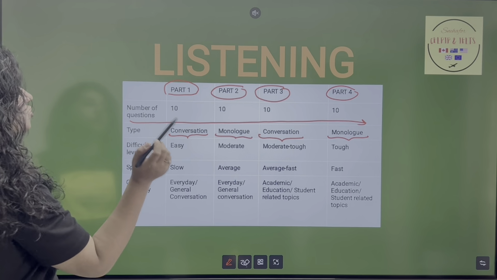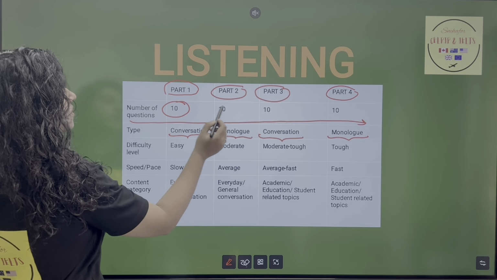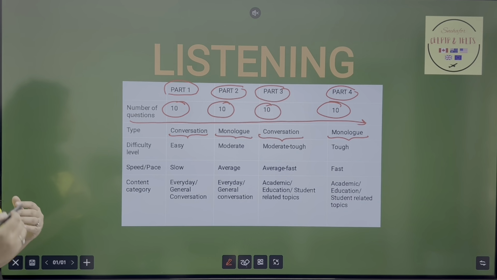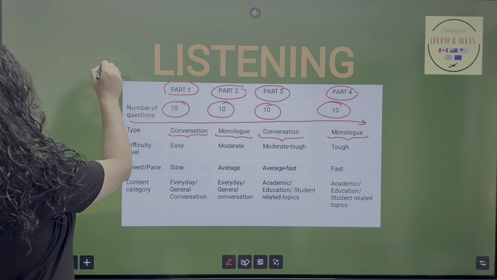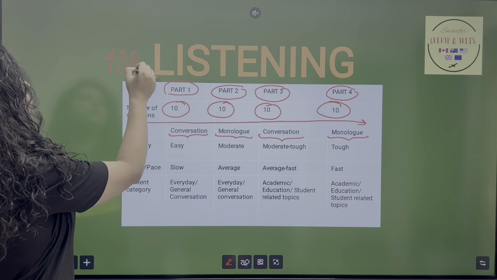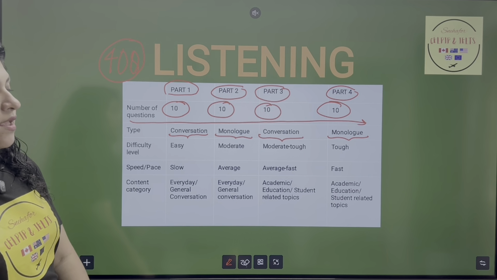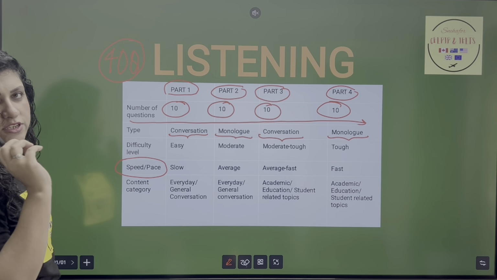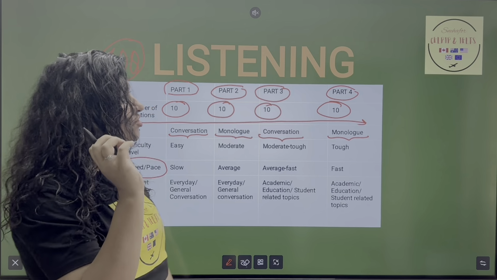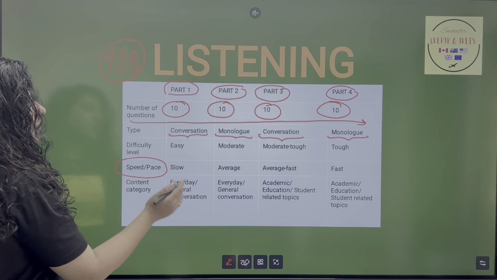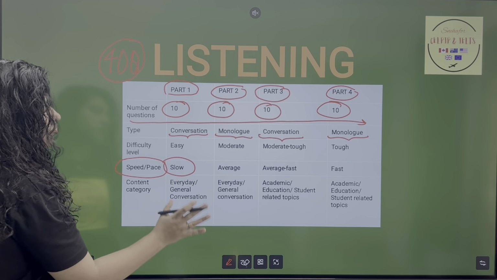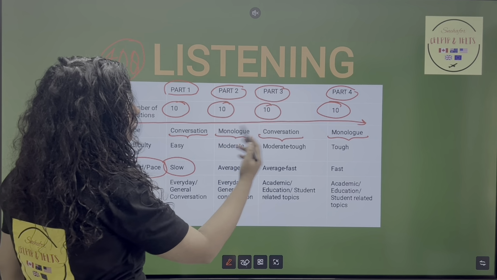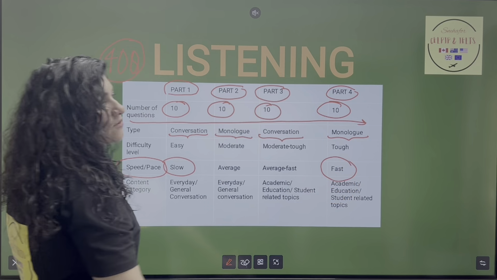Talking about the number of questions, we have 10 questions in each part, as you can see. So we have 4 parts, 10 questions in each part. That means in your listening section you have 40 questions in total. And the speed of the audio, the speed of the conversation, varies in each part. Part 1 is generally slower in speed as compared to part 2, part 3, and part 4, and part 4 is usually the fastest one.